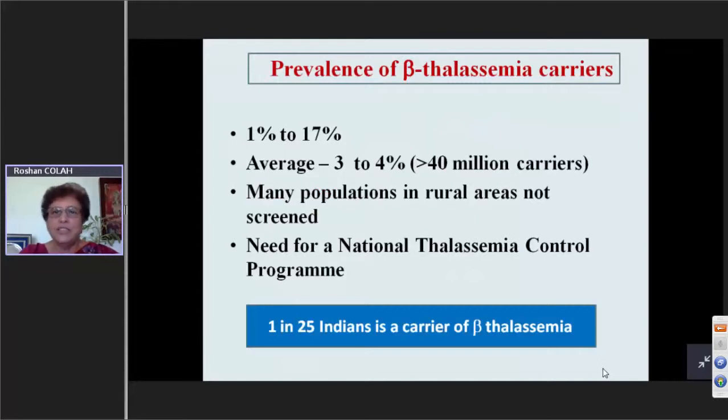Now coming to the beta thalassemia carriers, or the heterozygotes, their prevalence is very variable in different groups, going right from 1% to 17%. The average is about 3 to 4%, and this translates to almost 40 million carriers in India. And yet many populations have not been screened, and that is why we need a national thalassemia control program. But we have to remember that almost 1 in every 25 Indians is a carrier of beta thalassemia, which is a very big number.